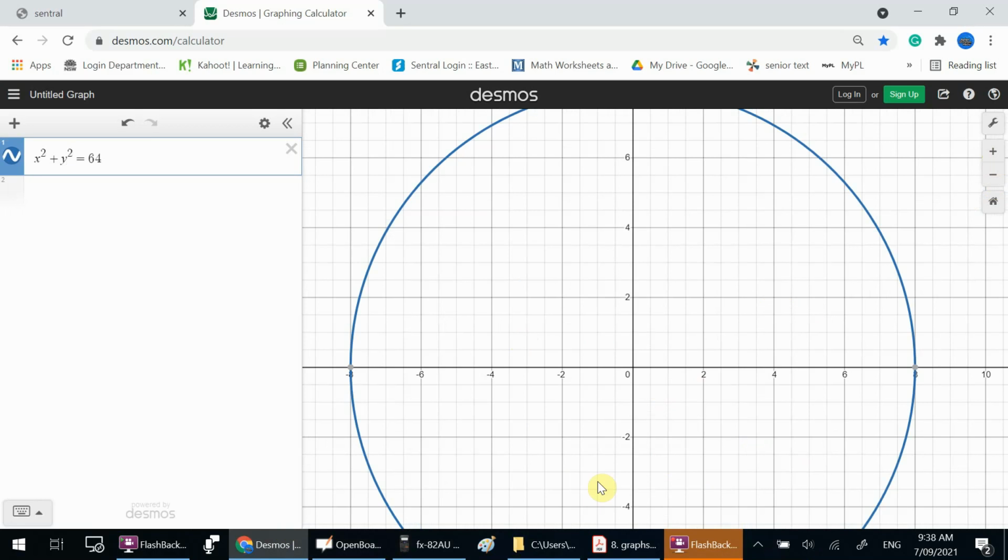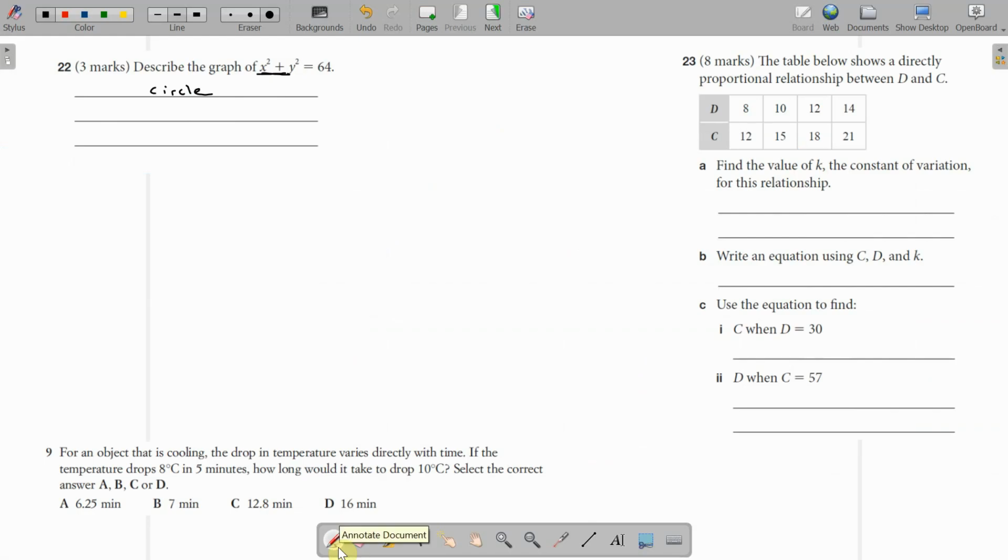The second thing is that the centre of it is there at the origin. And the third thing is the radius going from the centre to the circumference is 8. So we have a circle. We have centre is the origin 0, 0, and the radius is 8. There you go, that's describing it. Okay, next one.